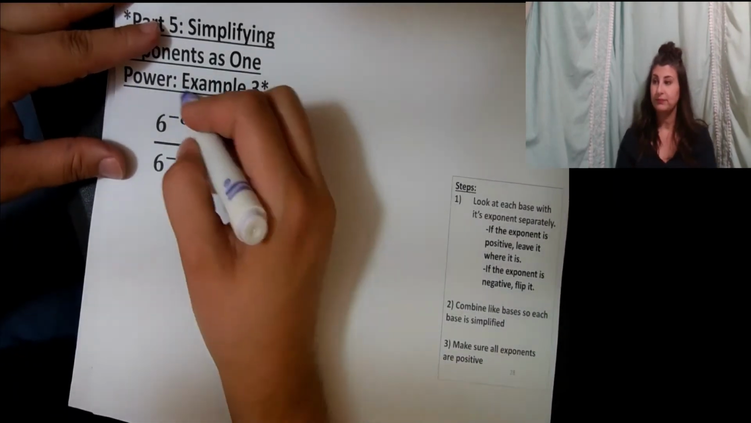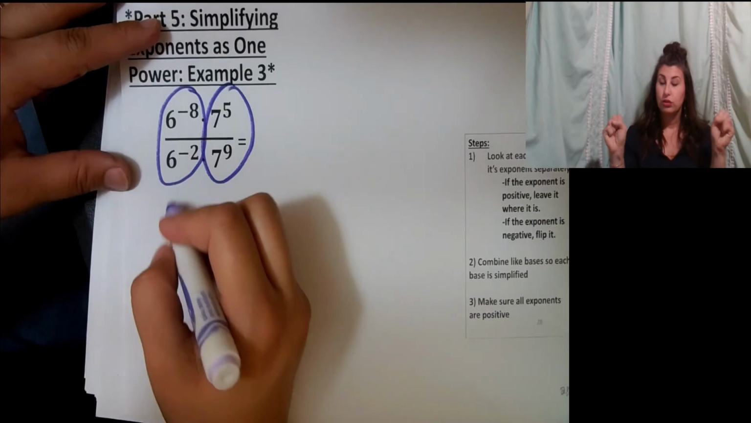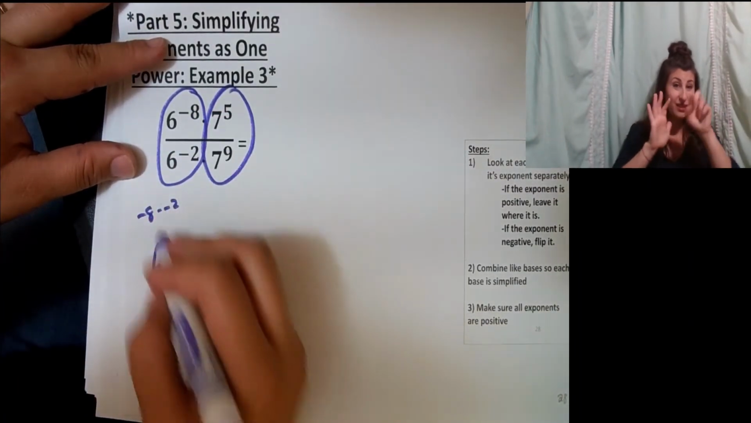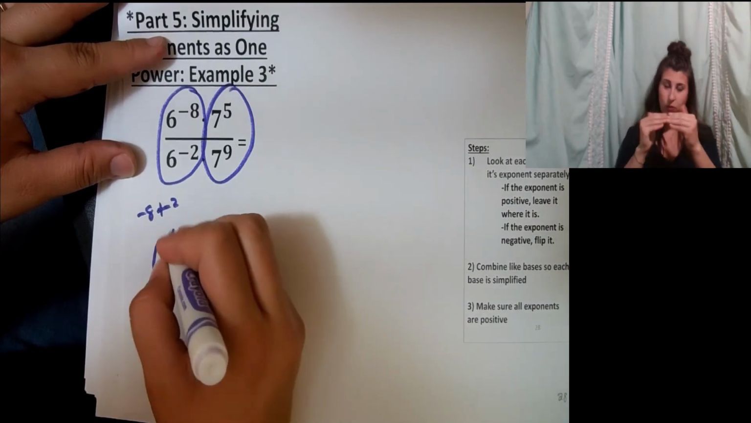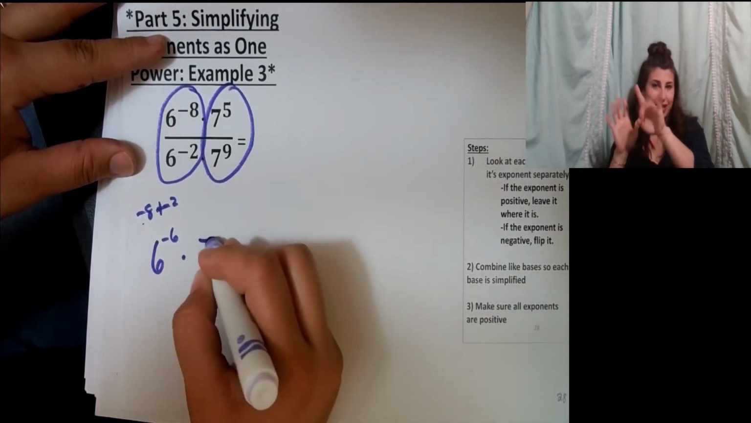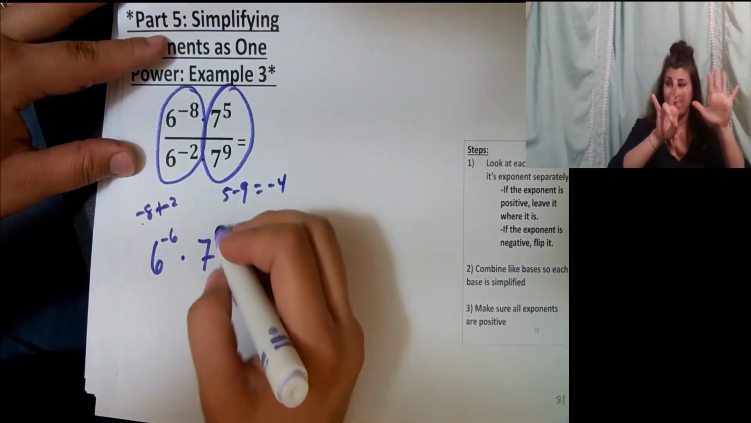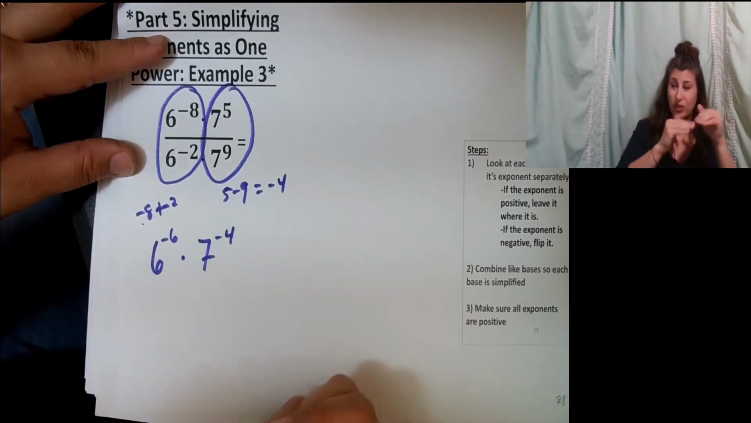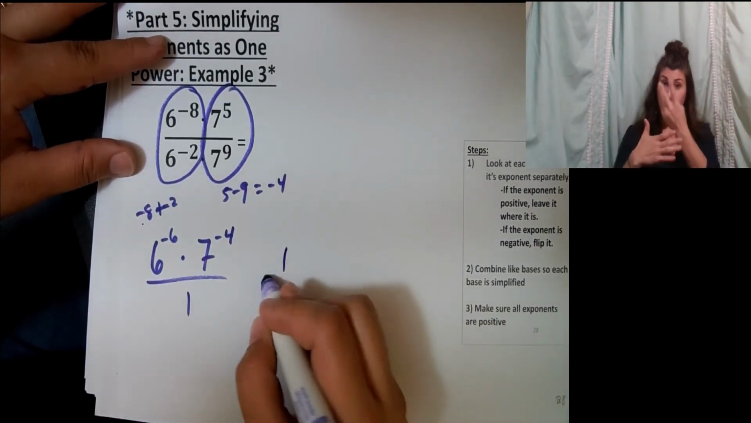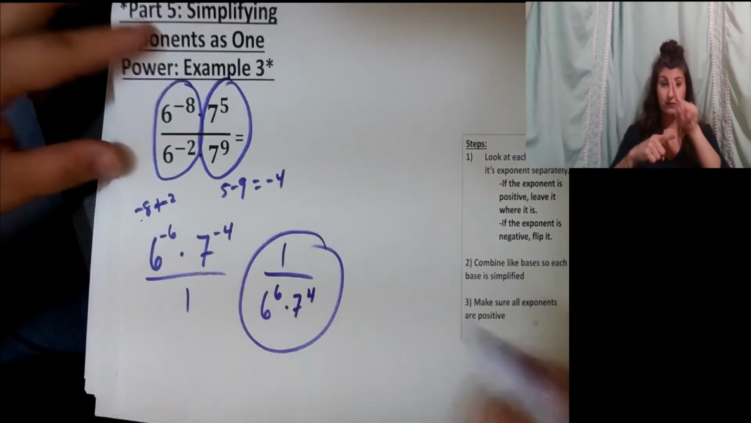Let's look at this one. Combine those, and then combine those. Okay, so it's going to be 6, and then negative 8 minus negative 2. That makes plus, so that makes negative 6. Negative 8 plus 2 is negative 6. Times 7, and this is 5 minus 9. That's negative 4. They're both negatives. Right now they're both over 1. So just flip it and make them positive.